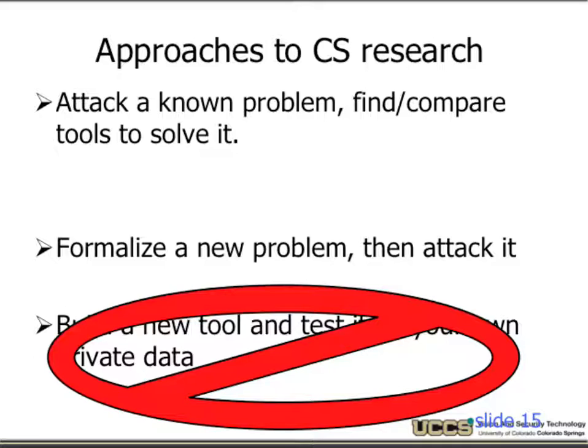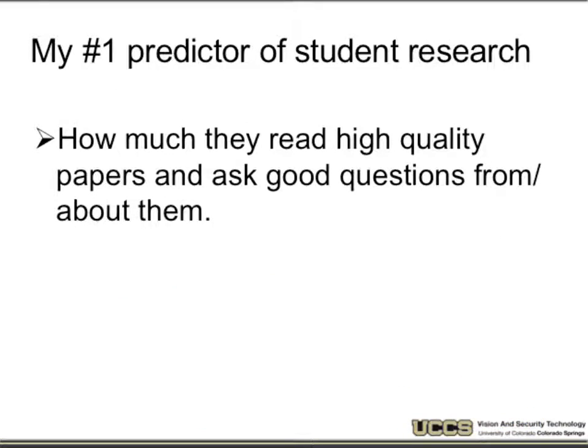So with all of that, we've talked about lots of approaches. I'm now going to tell you my number one predictor of how successful students will be at research. And the answer might surprise you. I think the number one thing that I use to predict how well students will do at research is how much they read high-quality papers and ask good questions from and about those papers. If you're reading a lot and you're asking good questions, you will find good research. If you sit around thinking, I'm going to think up new good ideas, and you're not reading what other people are doing, you're probably not going to find good research ideas.